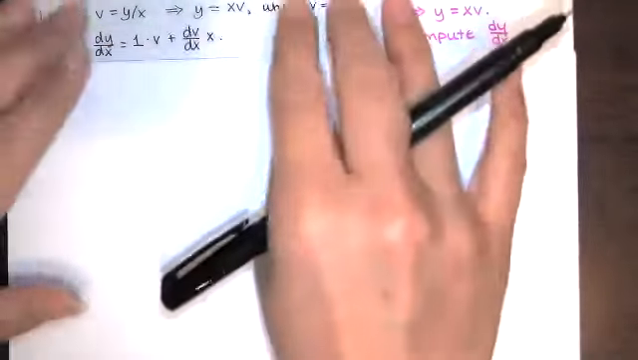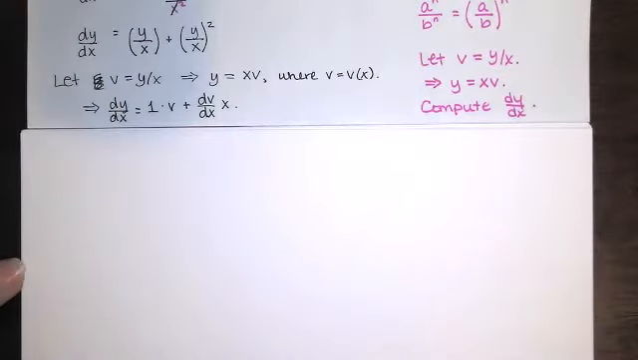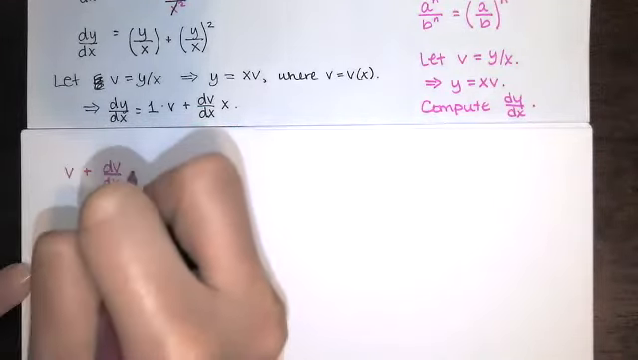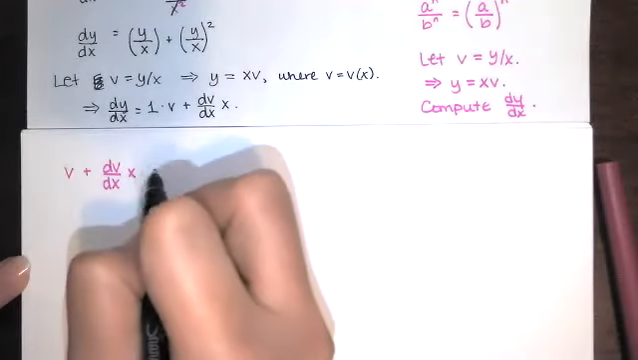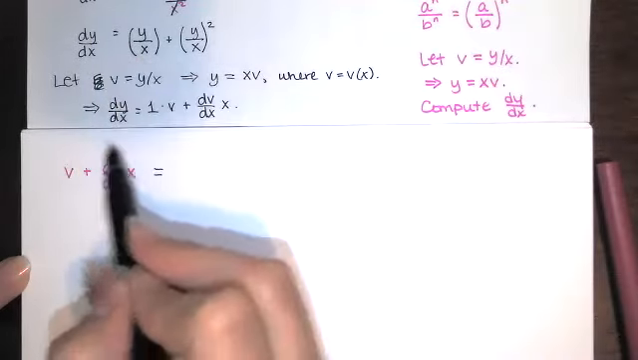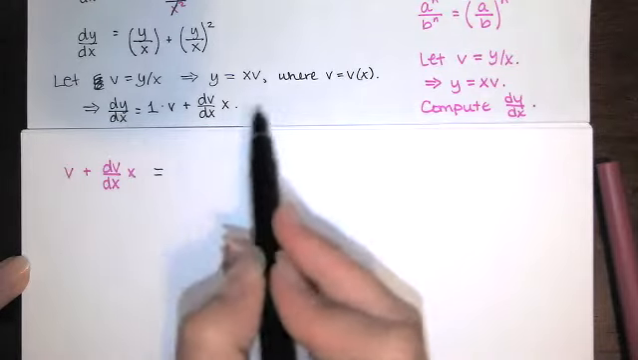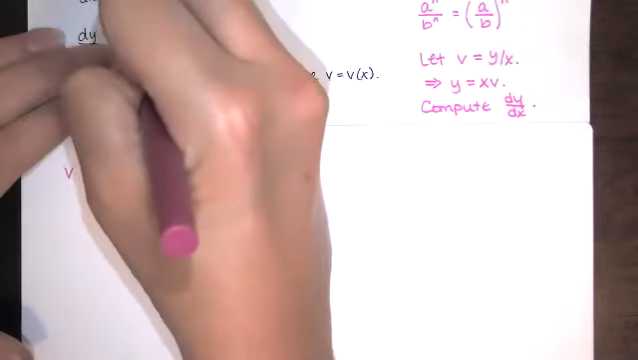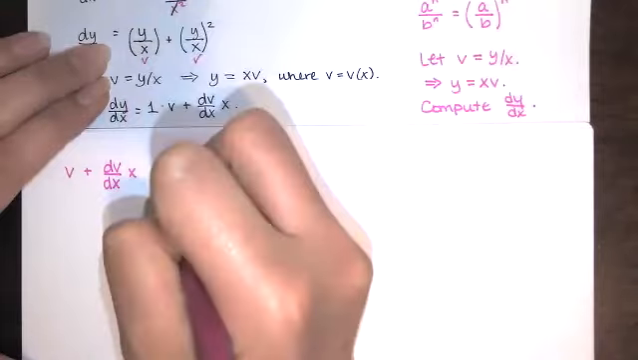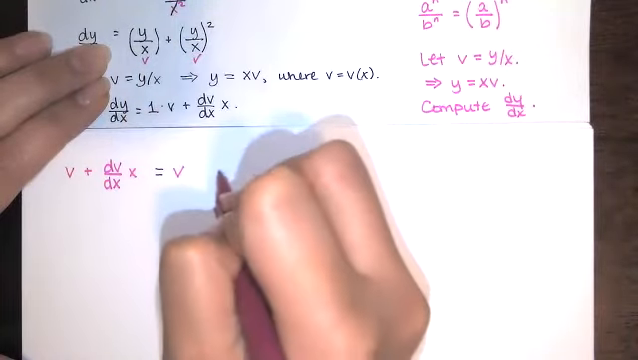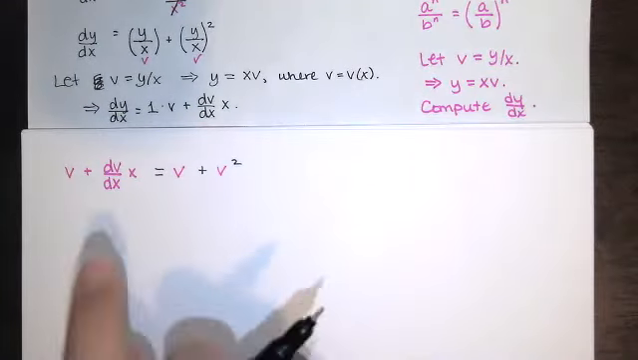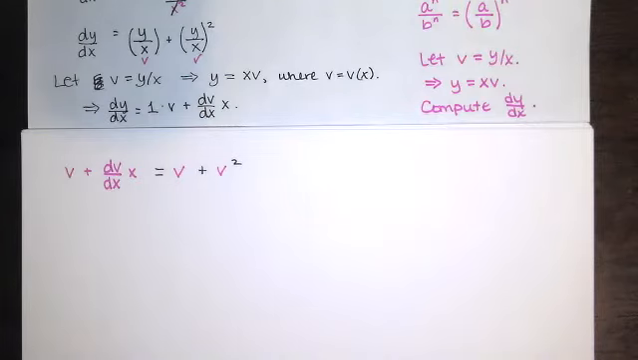So the left-hand side of our differential equation was dy/dx. In terms of v and x, dy/dx is v plus dv/dx times x. This is the same as this because we're applying the product rule to that product over here. And v is y over x, so that's v, and that's a v squared. So we've got that equals v plus v squared. And we want to solve the separable equation now.